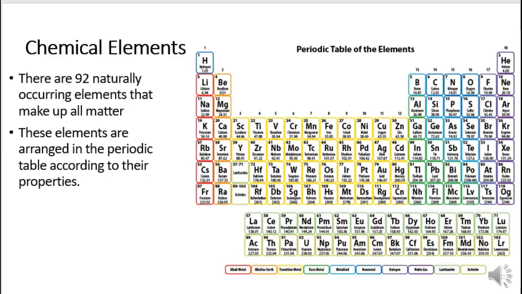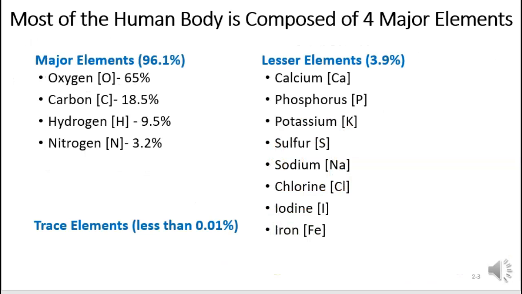So there are 92 naturally occurring elements that make up all matter. They are displayed in the periodic table and arranged according to their properties. In this course, you will not need to memorize the periodic table, but we will use it as a tool. The elements that are most abundant in the human body include oxygen, carbon, hydrogen, and nitrogen. The four of them make up 96.1% of your body mass.